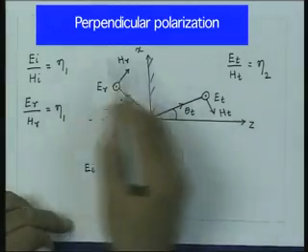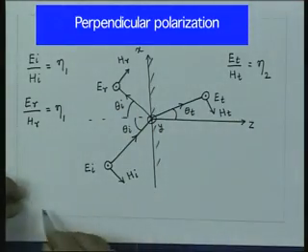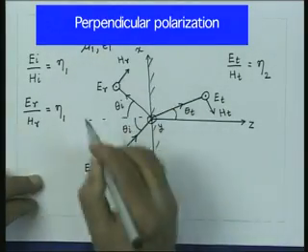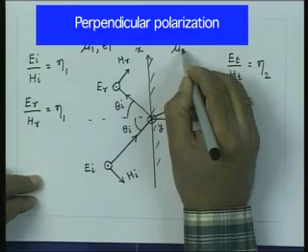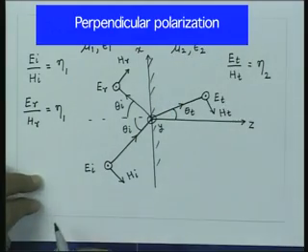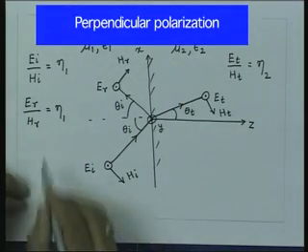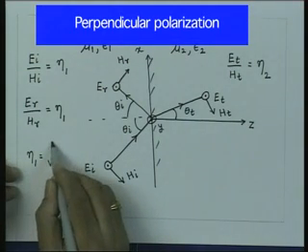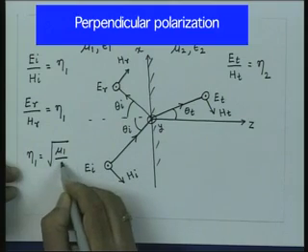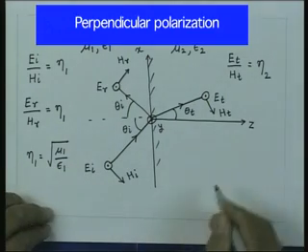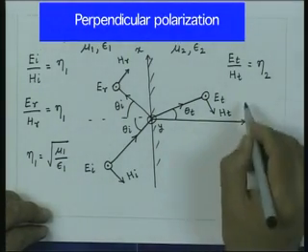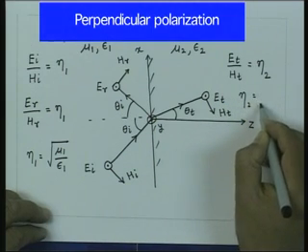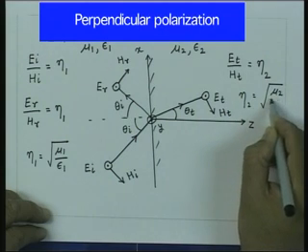So as we have seen, if the medium parameters are mu 1, epsilon 1 for medium 1, and for this side it is mu 2, epsilon 2, then we have this eta 1, which is the intrinsic impedance of the medium, which is square root of mu 1 upon epsilon 1, and eta 2 for this medium, which is equal to square root of mu 2 upon epsilon 2.